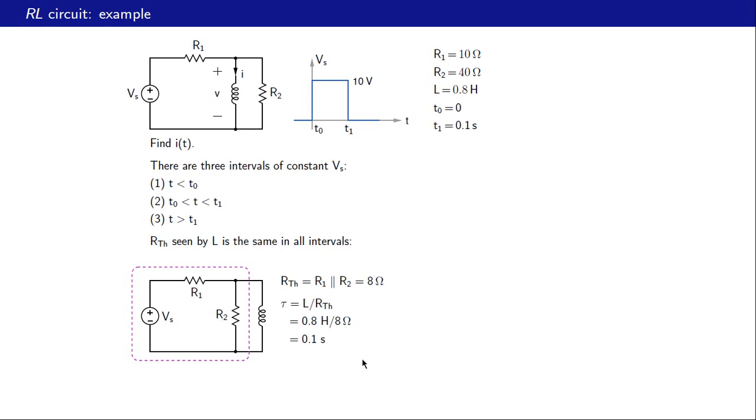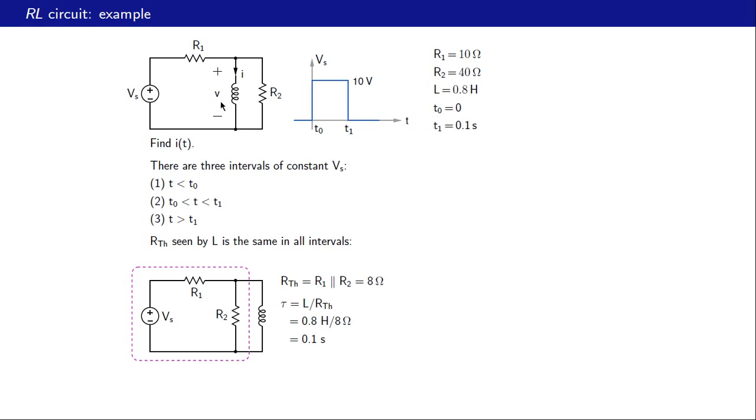Next, let us find suitable conditions on I of t, which will eventually enable us to find the constants involved in the expressions for I of t in these 3 intervals. Let us consider t0 minus, that means just before t0. What is the situation at t equal to t0 minus? The source voltage has been 0 for a long time. We have a steady state. All currents and voltages have become constants, and therefore this V, which is L di by dt, is 0.